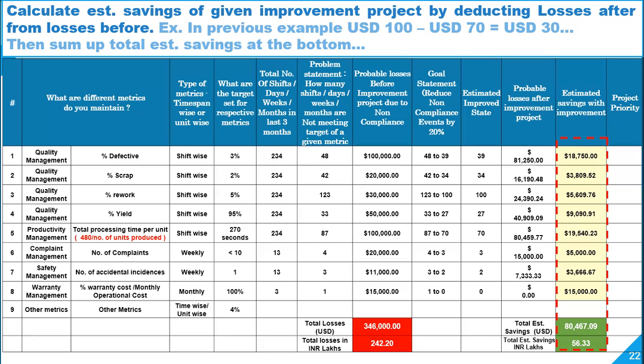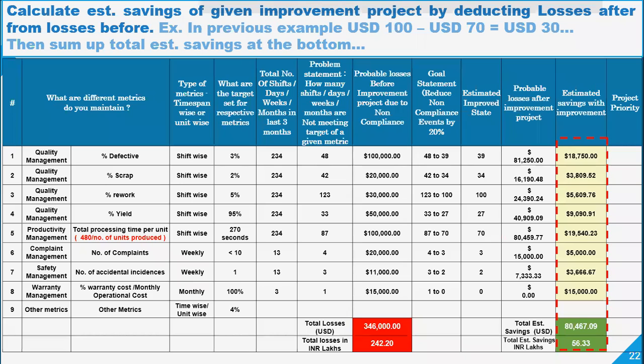At the bottom, we have an accumulation of total estimated savings after deploying these projects. So it would be $80,467.09, roughly 80,500. If you could just make it roughly, it would be 80,500 USD is what estimated savings we are talking about after deploying these projects. In Indian currency, it would be 56.33 lakh rupees. That is roughly 5.6 million Indian rupees. That's what it would be. Right. So this is how we did all this diagnosis. And now we'll go to the next slide of project priority.